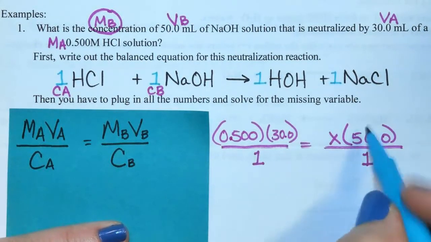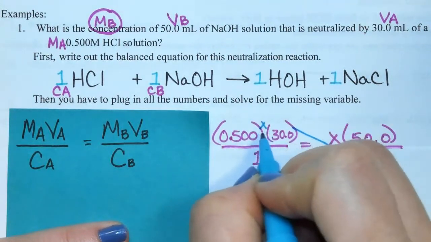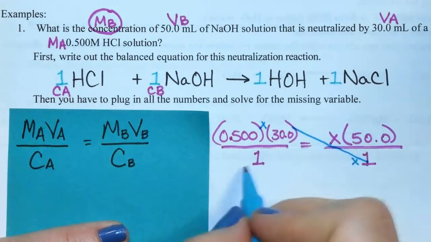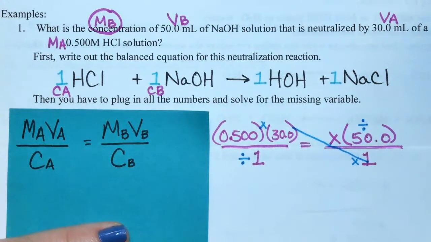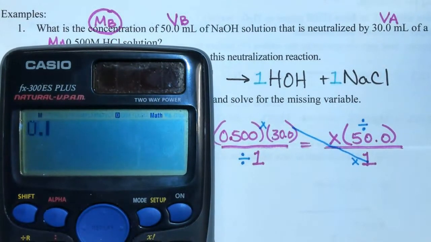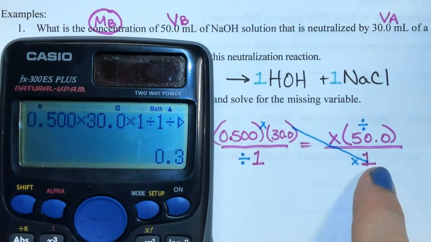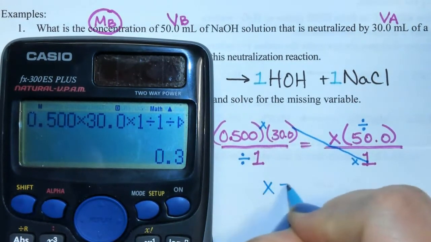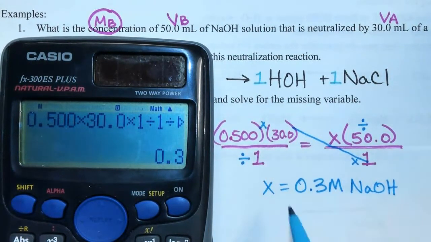Don't start your cross with the X. We want to start our cross opposite the X. We're going to multiply 0.5 times 30 times 1. And then everything that's across with the X, we're going to divide by 1, divide by 50. So now we can type this into our calculator, and we have 0.500 times 30.0 times 1, divided by 1, divided by 50, and that's going to get us 0.3. Technically, you don't have to multiply and divide by the 1s. And so here X is equal to 0.3, and that is the molarity of my base, which is sodium hydroxide.